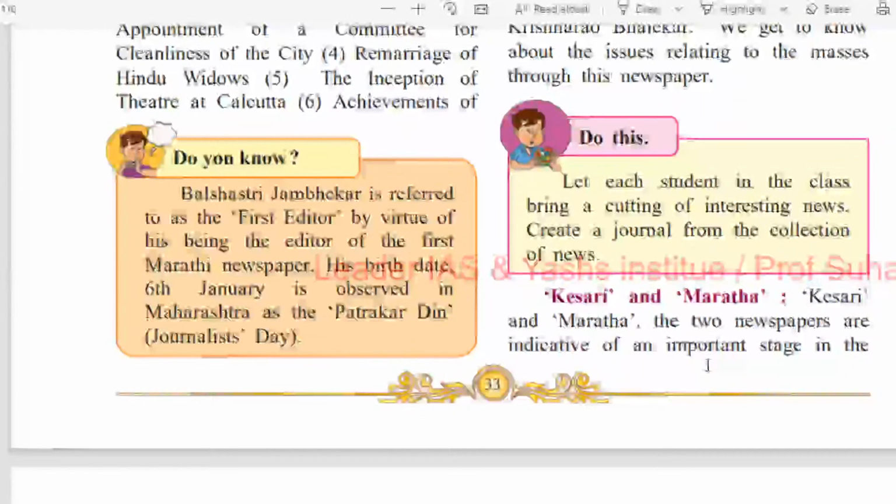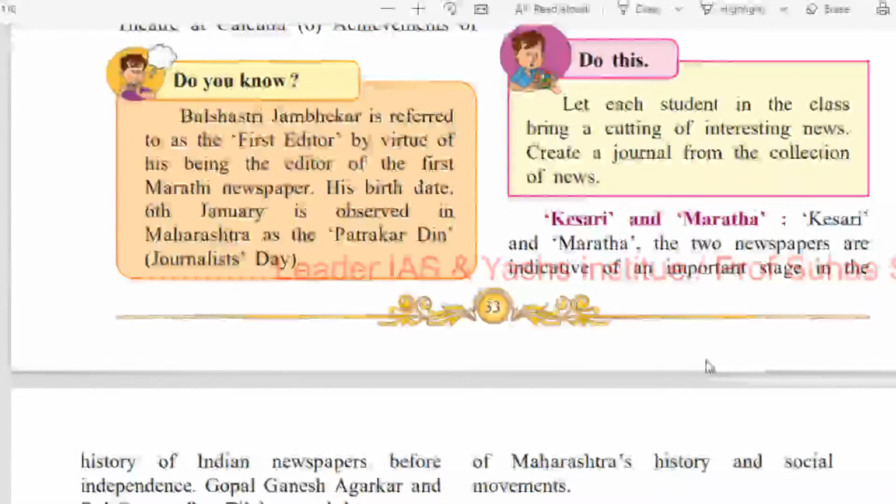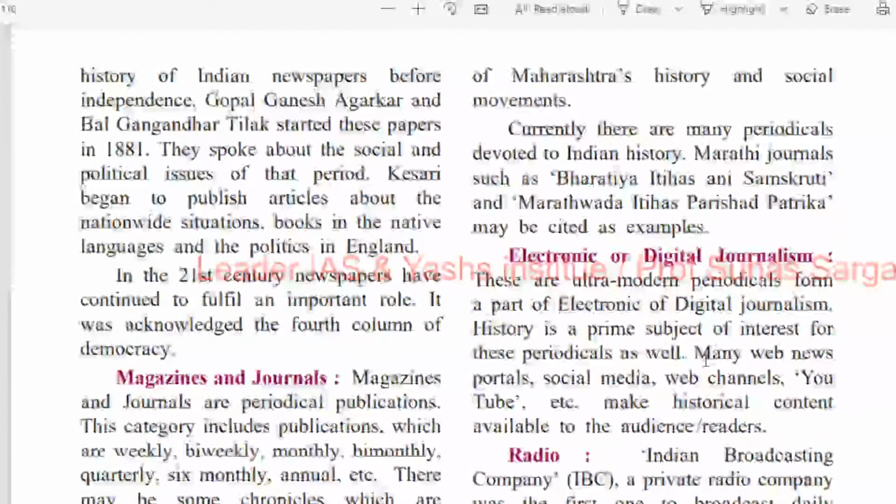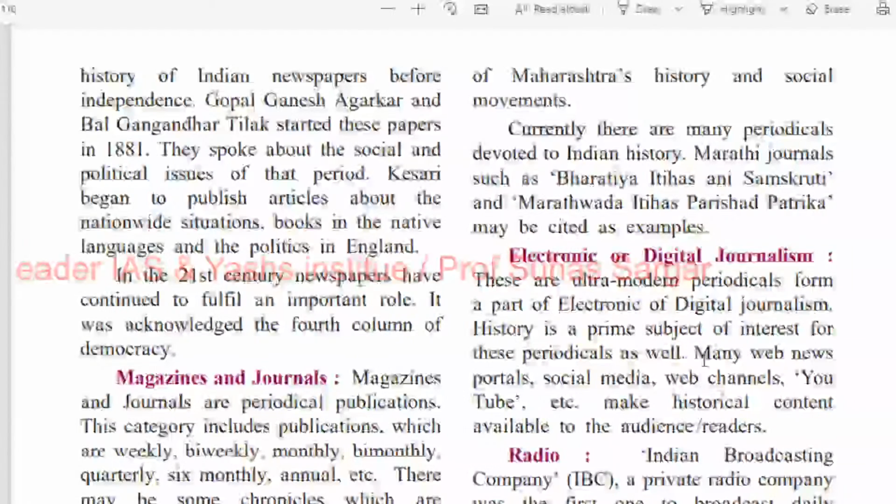Kesari and Maratha, the two newspapers, are indicative of an important stage in the history of Indian newspapers before independence. Gopal Ganesh Agarkar and Bal Gangadhar Tilak started these papers in 1889. They spoke about the social and political issues of that period. Kesari began to publish articles about nationwide situations, books in the native languages, and the politics in England. In the 21st century, newspapers have continued to fulfill an important role in what is acknowledged as the fourth pillar of democracy.